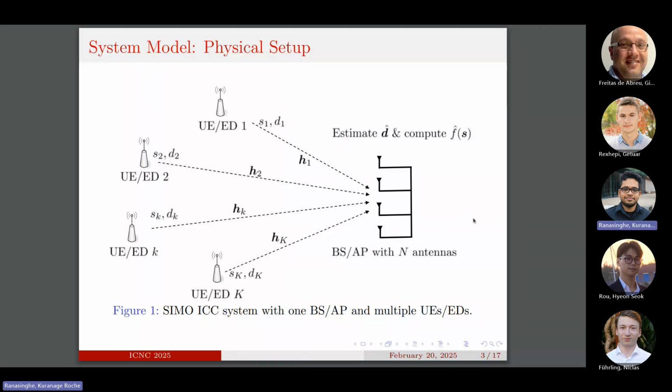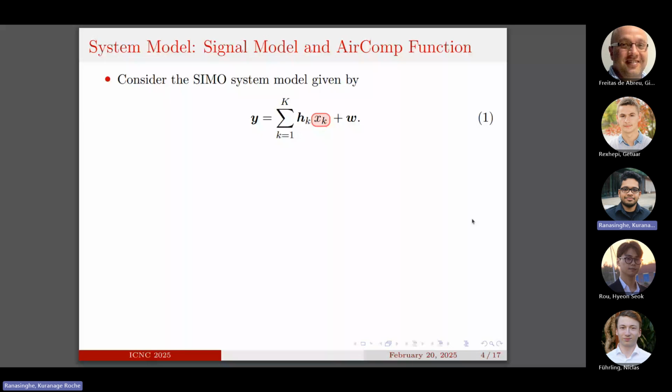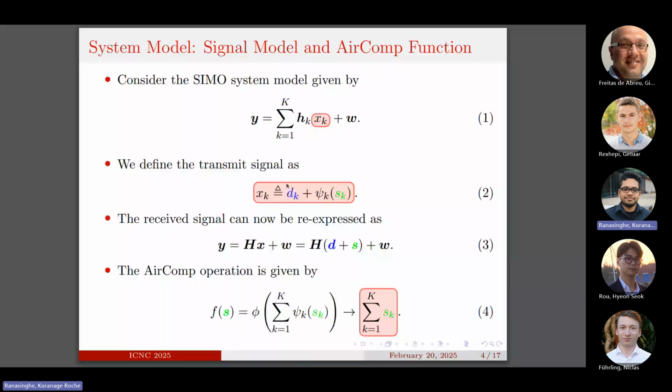So the receive signal is given by equation 1. As you can see, it's very familiar to the communication society, where we have a receive signal Y, a transmit signal X, the channels, which we can assume for now are Gaussian channels, denoted by H, and some AWGN noise. So we can now define the transmit signal for the ICC paradigm as in equation 2, where we have data symbols. These D_Ks can come from any conventional alphabet, for example, QPSK, QAM, or so on. And you also have this computing signal.